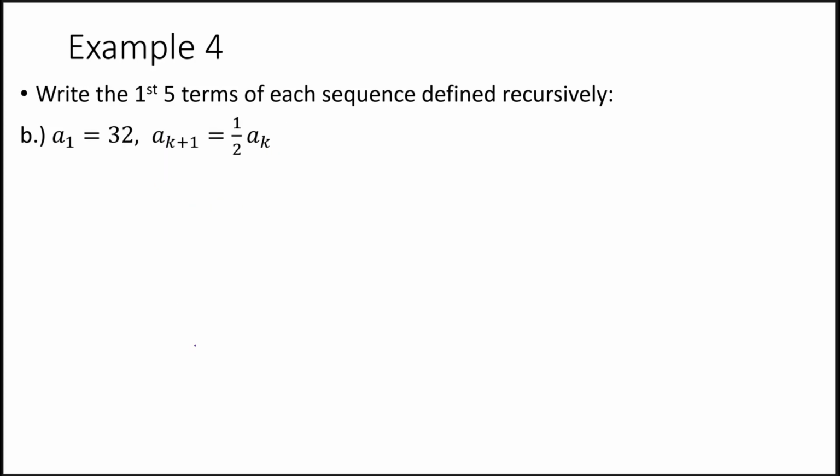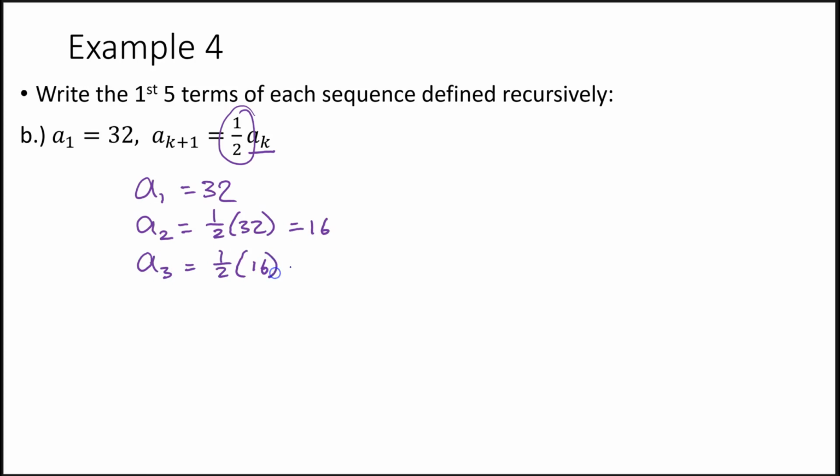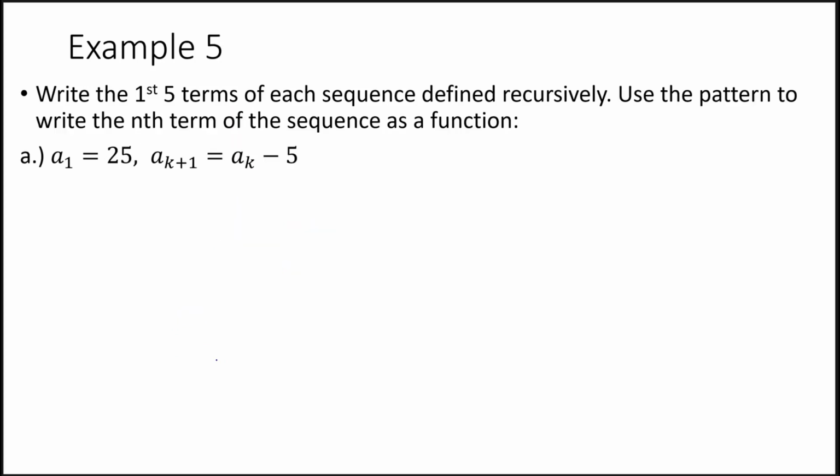Alright, so same thing here. I'll start it out, maybe the first 2 this time around. So we have a sub 1 is 32. If I want to find the next one, I'm going to use my previous term and times it by half. So the half of 32 is 16. A sub 3, I would take 16 and take half of 16, and that would be 8. And again, you'll need to find a sub 4 and a sub 5. Again, we're taking the previous one and cutting it in half for that sequence.